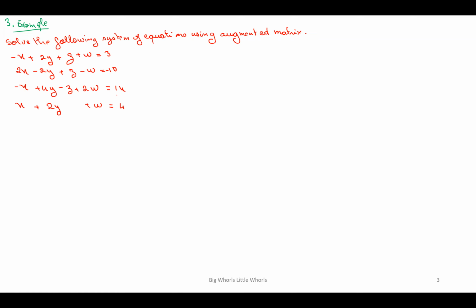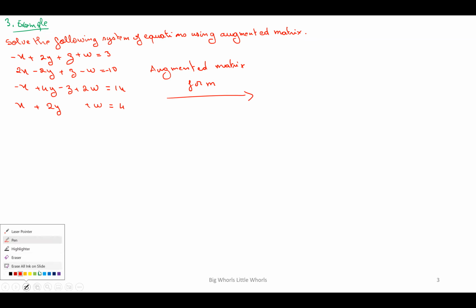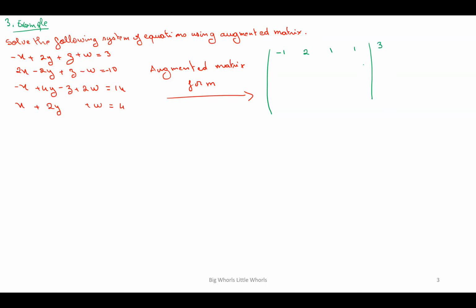Step number 1. What you have to do is write it in its augmented matrix form. So here is the augmented matrix form. If you recall, on the left hand side we have the coefficients, so we have 1, 2, 1, 1, and then on the right hand side we have the constants.